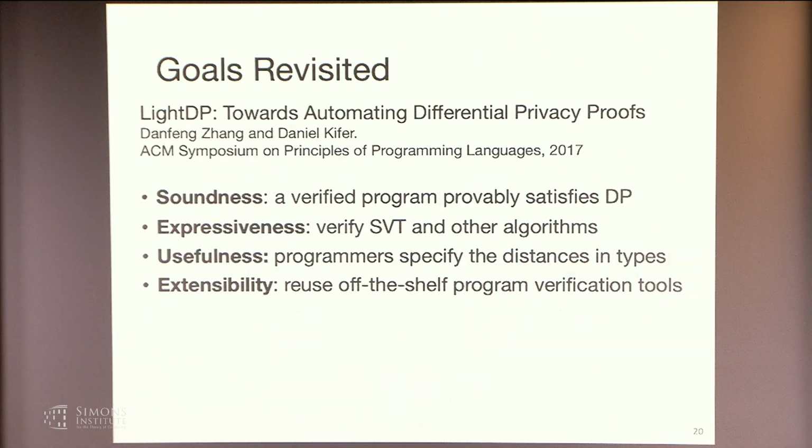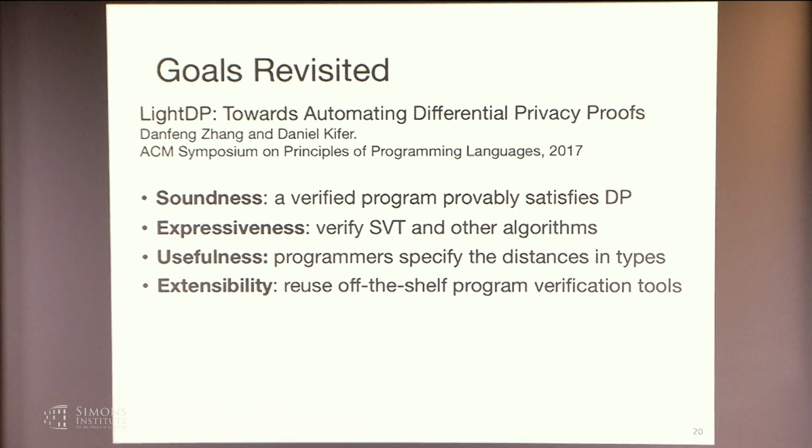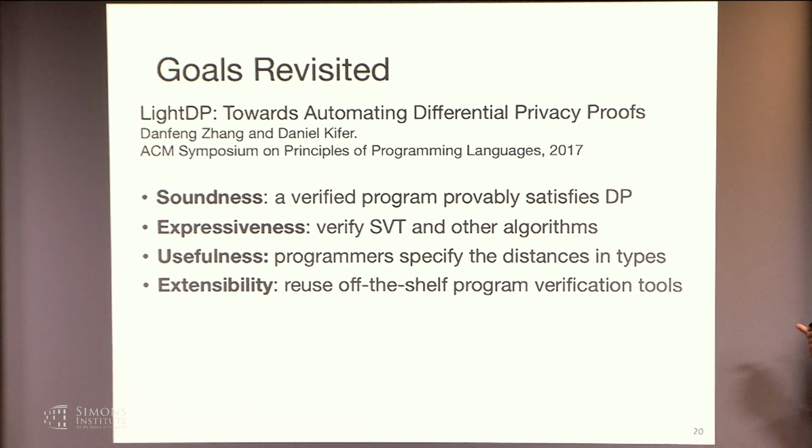Okay. So let me quickly wrap up what we developed in this LightDP language, by revisiting those goals I set up initially. So first, we proved a soundness theorem saying that any verified program provably satisfies differential privacy. For expressiveness, we verified the sparse vector technique and other algorithms with LightDP. For usefulness, the programmer only needs to specify the distances in those types, so the small d's in those types, and furthermore, most of them can be automatically inferred by the type system. So there's really not too much work to do by the programmer. For extensibility, we can reuse those off-the-shelf program verification tools.